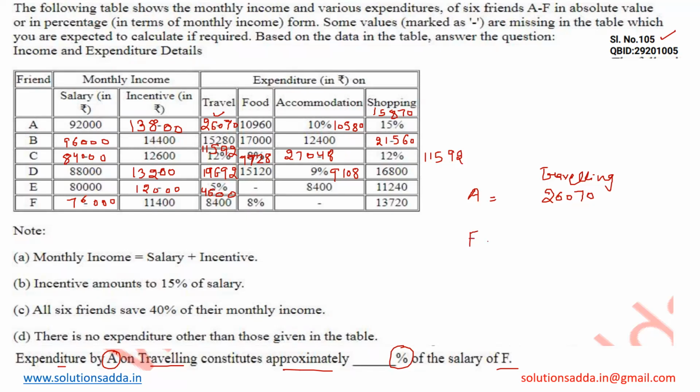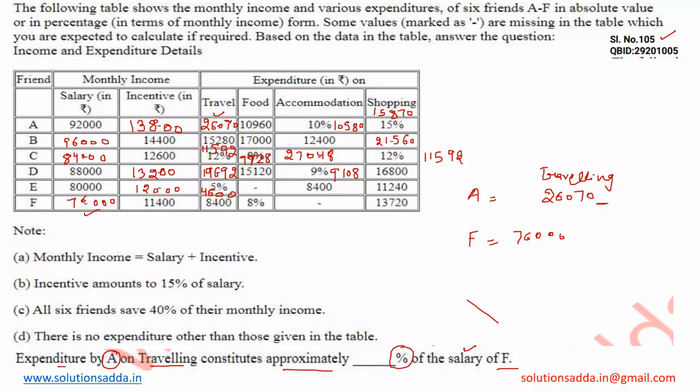So what will be the salary of F? The salary of F is 76,000. In the question it is not written monthly income, they are asking about just the salary of F, so we take only this value, 76,000. So here what we need to do is calculate how much this 26,070 is in percentage form of this amount. So let's check from the options.